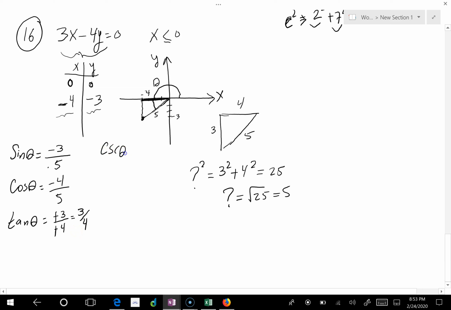Cosecant theta is the reciprocal of sine, -5/3. Secant theta is -5/4. Cotan theta is +4/3. Okay, that's the six trigonometric functions.